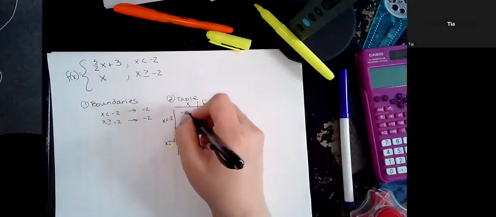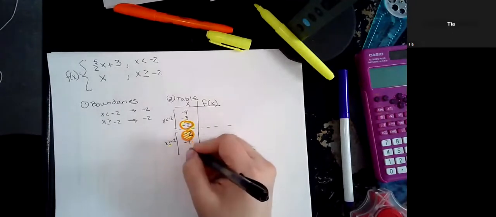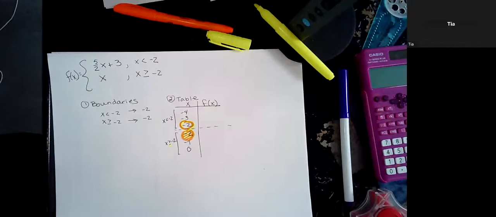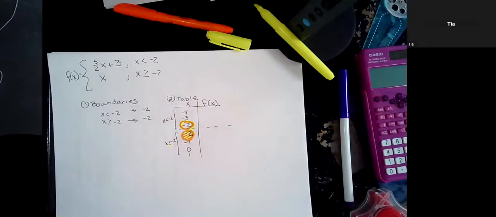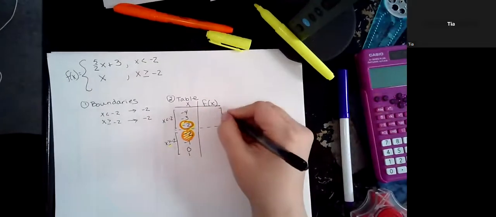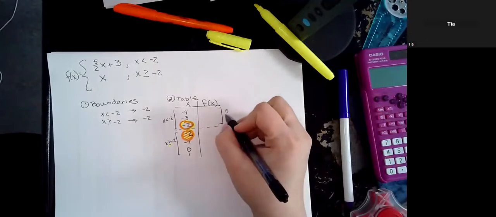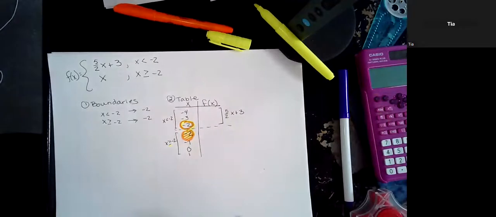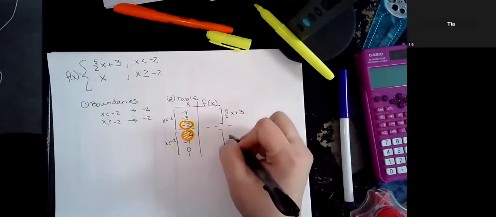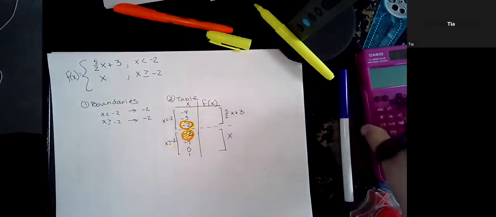-3. I'm just going to go back to now. Let's find some numbers bigger than -2. I could even keep going if I wanted to start getting positive. Now, for this output, I need to use the math 5 halves x plus 3. For this section, I need to use the math x. Okay.